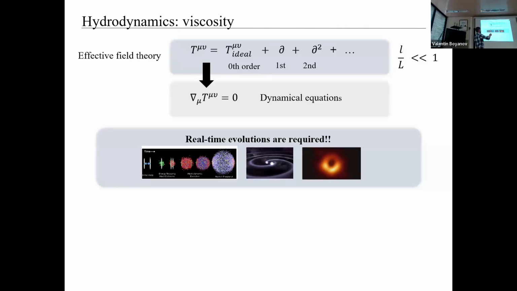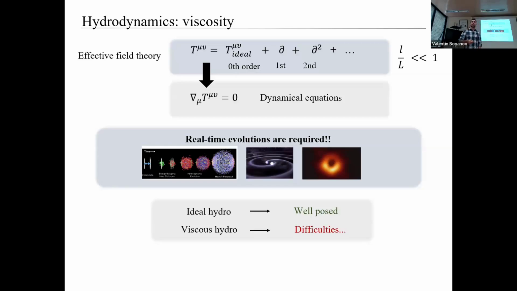If we truncate at zero order, then we obtain the equations of ideal hydrodynamics, which are known to be well-posed and have good properties. However, if we truncate the system at first order, then we would obtain the relativistic version of Navier-Stokes, and then, as written in the original books of Landau and Lifshitz, for example, or Eckart, these formulations, this set of equations present some difficulties. We will review.